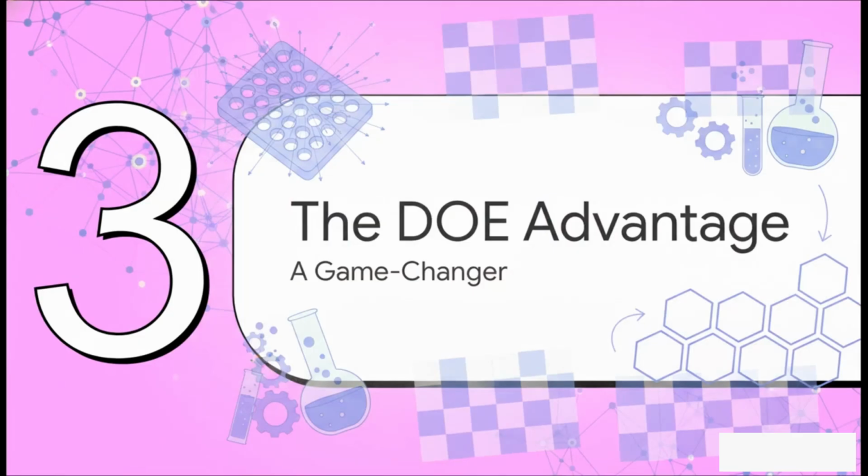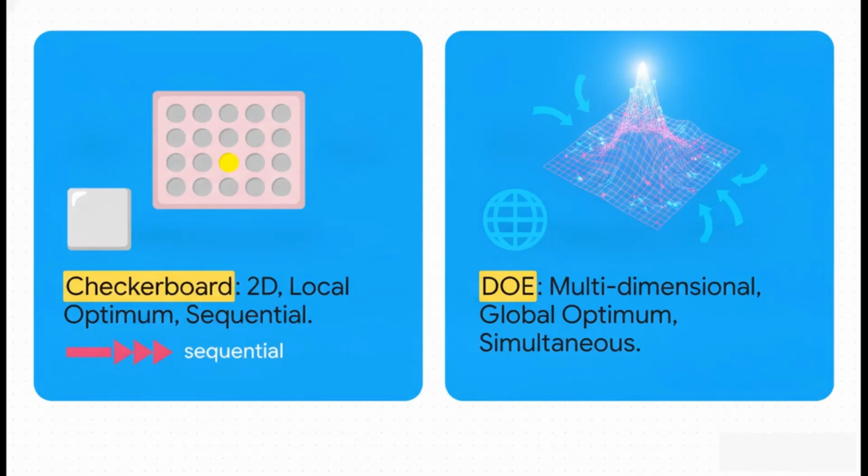Which brings us to the DOE advantage, a true multifactorial game changer. Let's contrast these two approaches directly. The traditional checkerboard is stuck in a 2D matrix. It finds a local optimum, and it forces you to work sequentially. But design of experiments, or DOE, is an advanced statistical approach that creates a multidimensional response surface. It finds the global optimum, and it does it simultaneously.